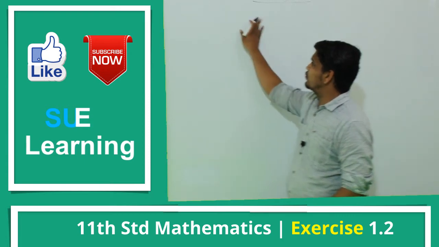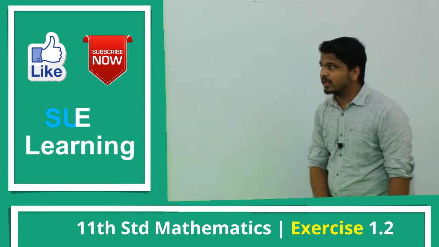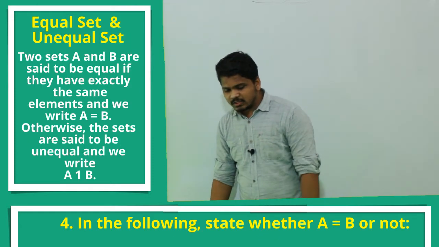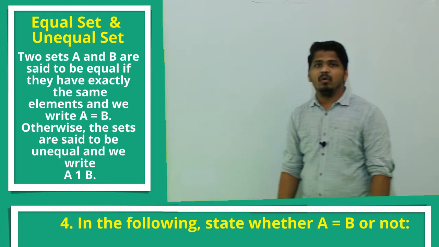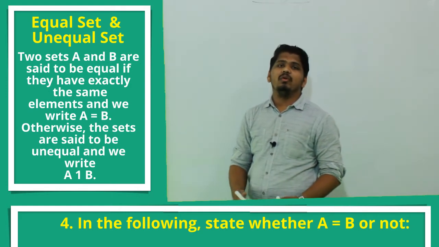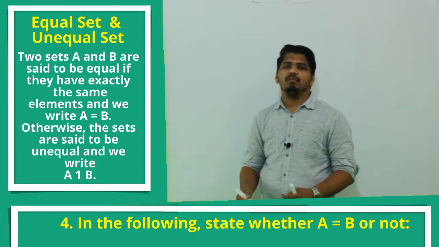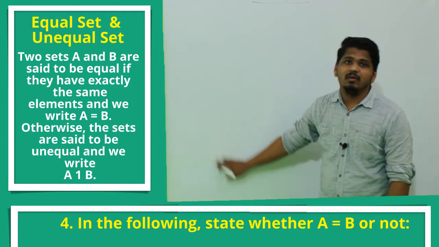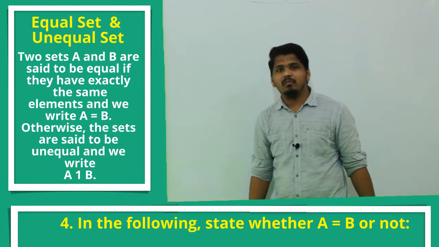Straightaway, go on to your question number first. What does the question say? In the following, state whether A equals B. It means you have some set A and you have some set B. For this you will need to say whether set A is equal to set B or not. For this we will require the definition of equal sets. What is meant by equal sets? That we have to define.